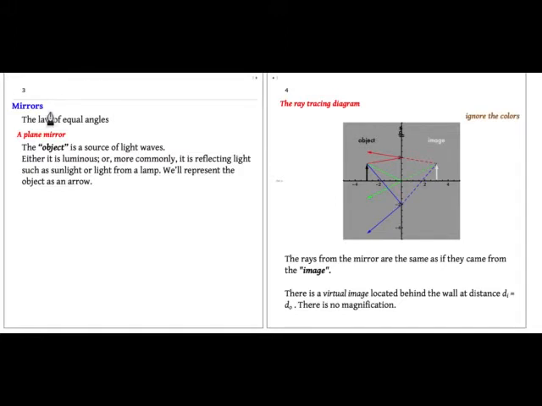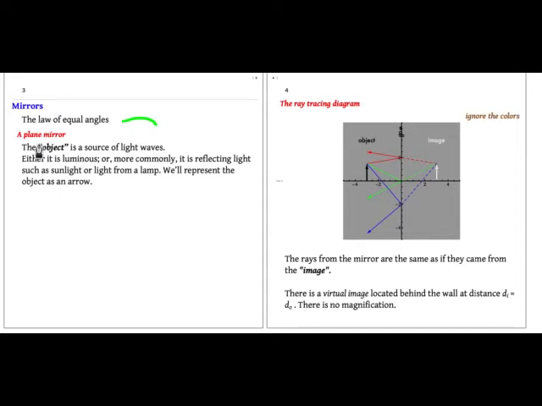So we'll start with mirrors. A mirror is a piece of glass with a silver backing. The silver reflects light. The glass is not important. And we have reflection at equal angles. So the reflection from a mirror is governed by the law of equal angles.